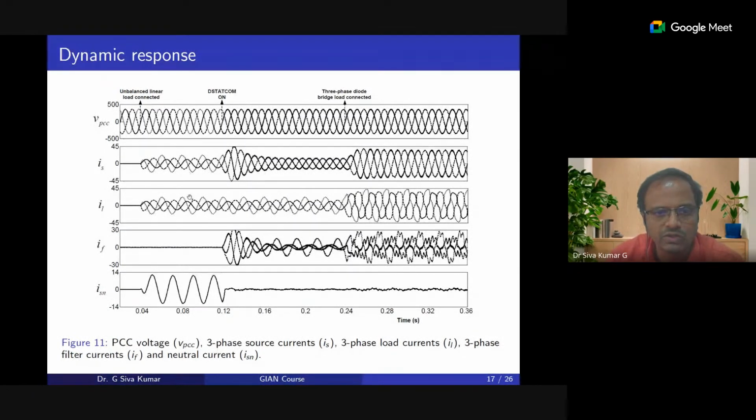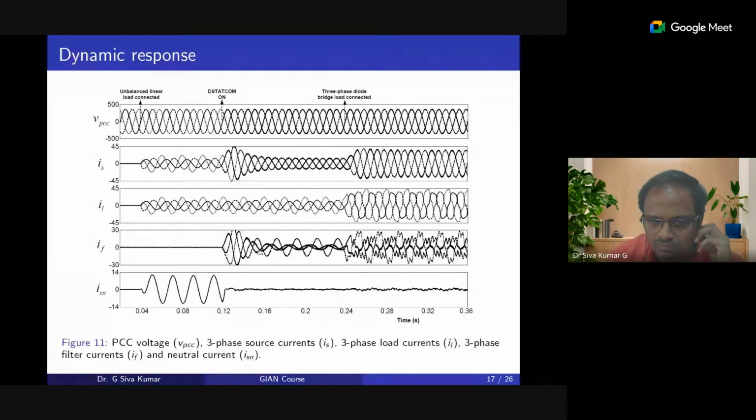The source currents and the load currents are the same because we didn't turn on the shunt active power filter, that is the STATCOM. You can see the source current is very high here. Here we switched on the STATCOM. It takes a few cycles to measure the load average power; it takes one cycle of data. After that, you can see that the source neutral current is 0. The source currents are perfectly sinusoidal, and the load currents are the same.